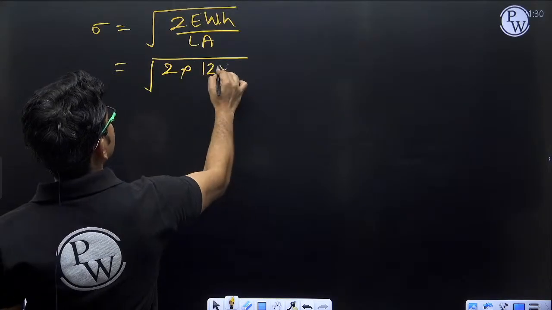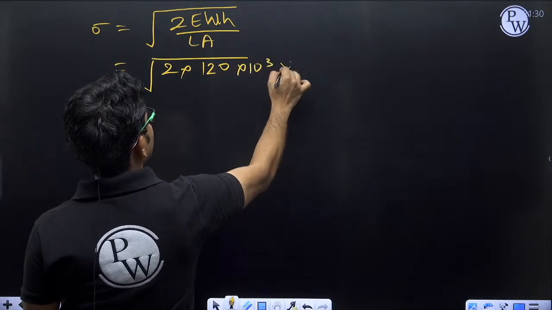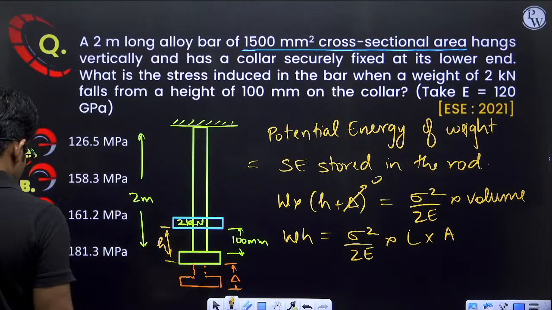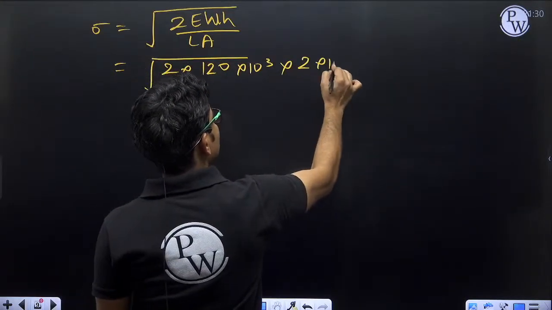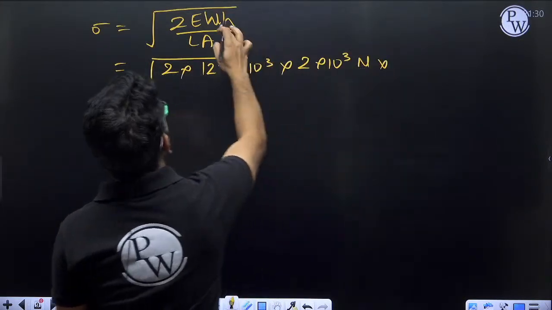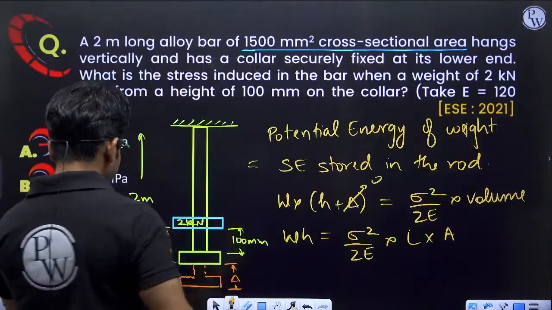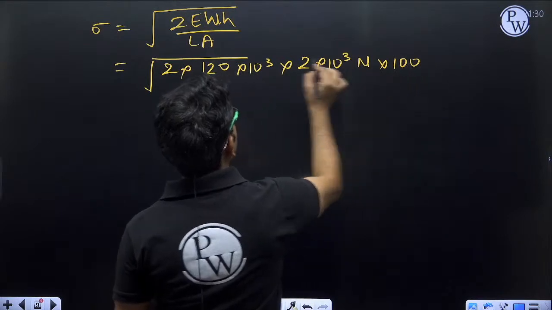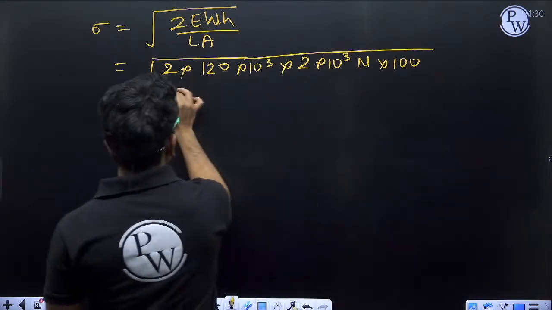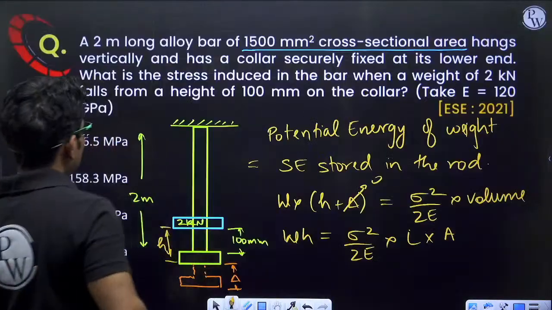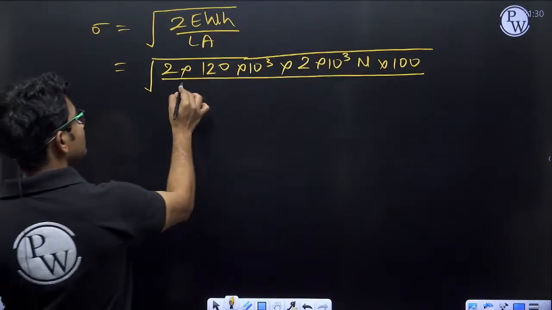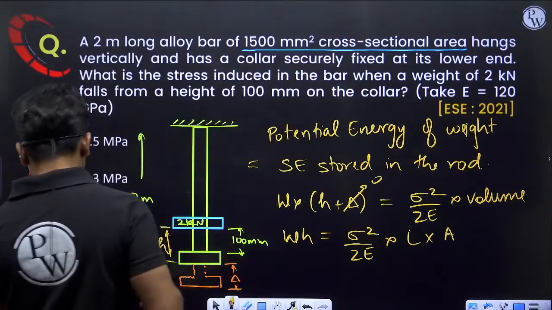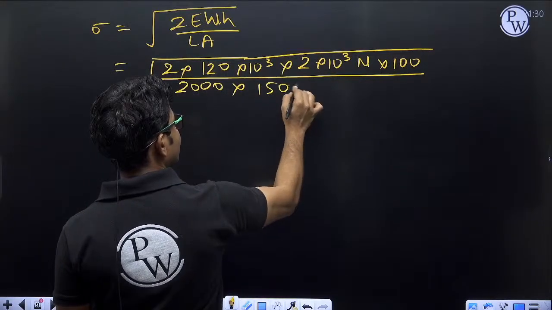So 120 into 10 to the power 3 megapascal. Weight is 2 kilonewton. Let us convert this weight into Newton only. So 2 into 10 to the power 3 Newton into H. What is the H? Height of drop. Okay, it is 100 mm, divided by length of the rod. Length of the rod is 2 meter, so 2000 mm. Area is 1500 mm square. So cross sectional area is 1500 mm square.